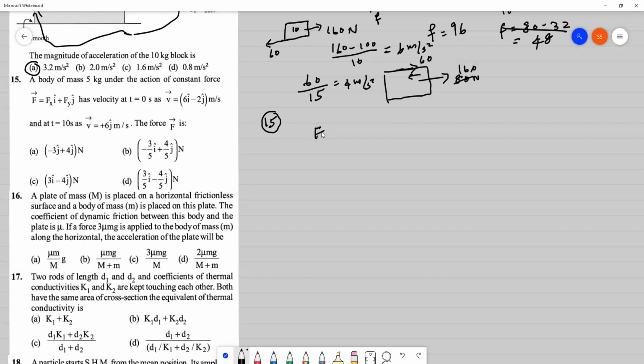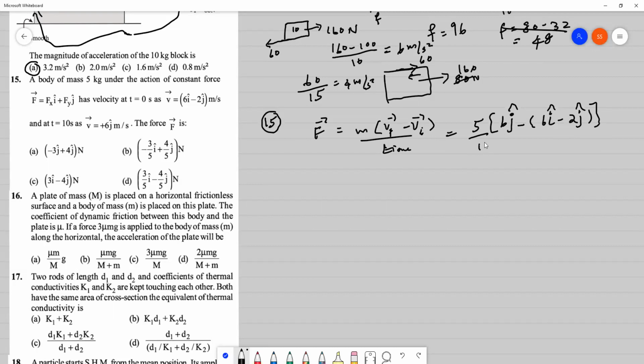We know that F vector is equal to change in momentum vector. So, change in momentum vector is mass into final velocity vector minus initial velocity vector, by time. The mass is going to be 5 kg here. So 5 times final velocity vector is going to be 6J minus initial velocity is 6I minus 2J, divided by time taken is 0 to 10, so 10 seconds.